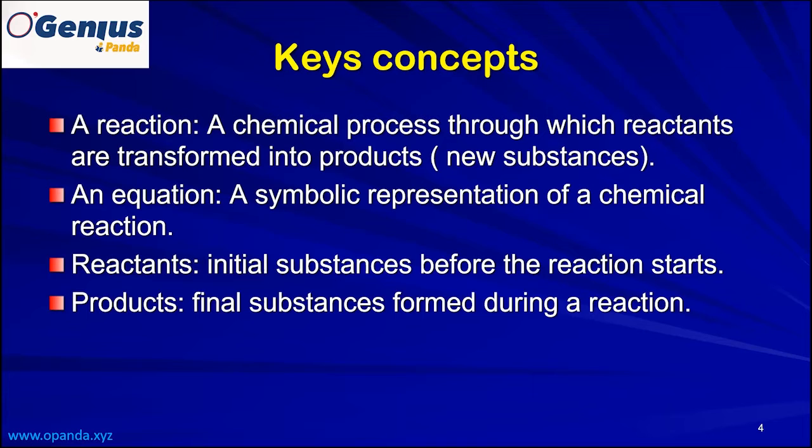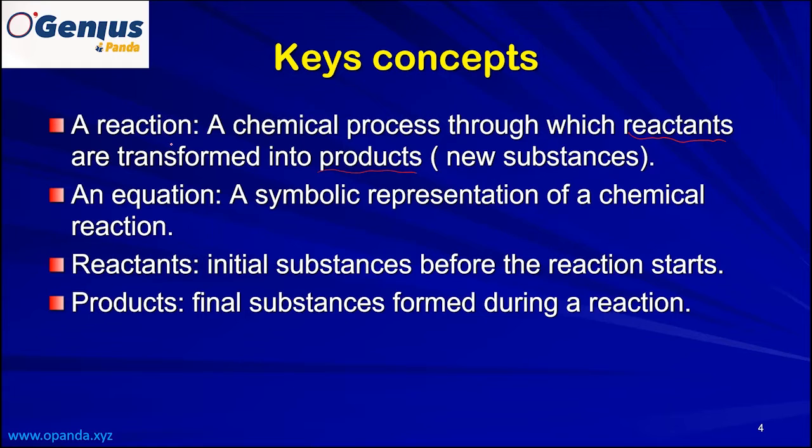A chemical reaction is a process through which reactants, the initial substances, are transformed into products. The initial substances we call reactants, and the final substances we call products. Those are the new substances which are formed through this chemical reaction, which is a chemical change. And an equation is a symbolic representation of a chemical reaction.